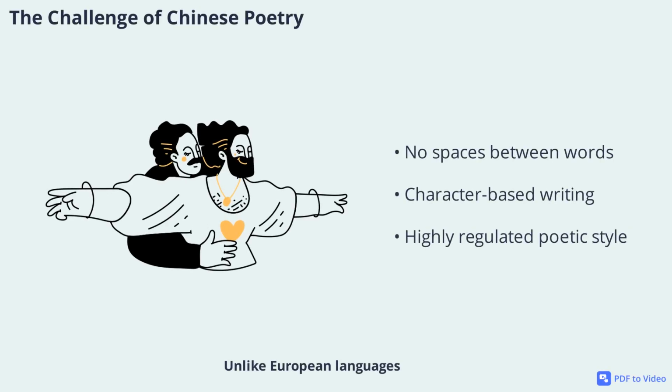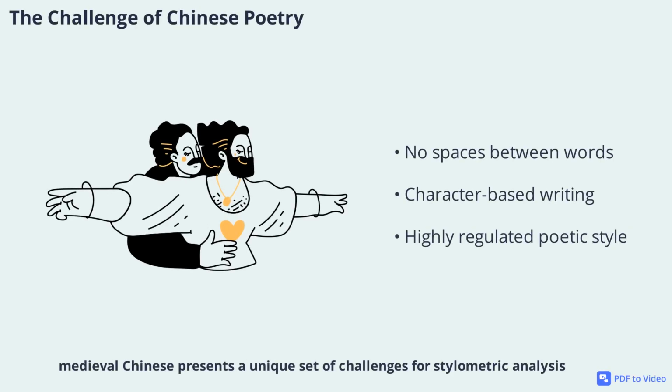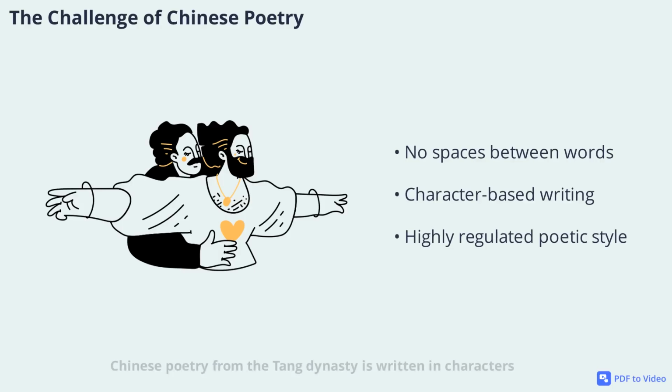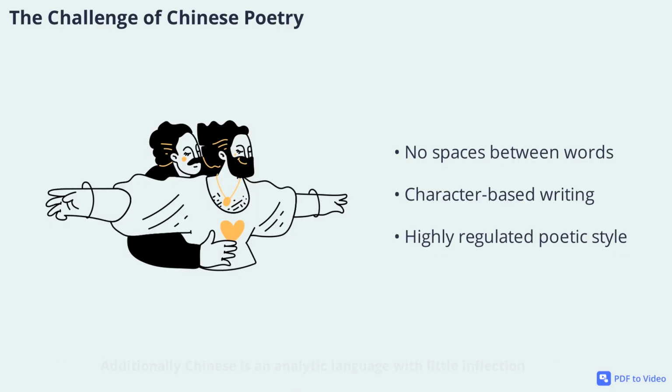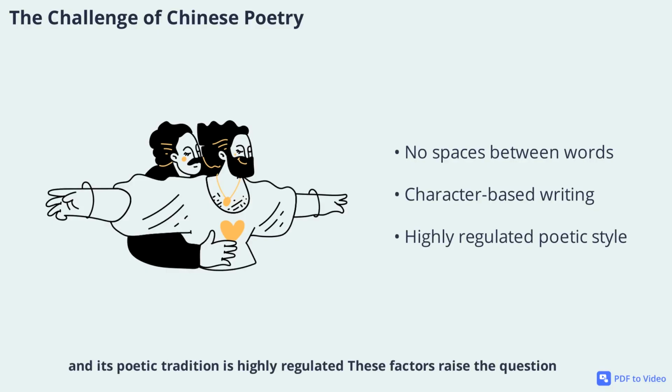Like European languages, medieval Chinese presents a unique set of challenges for stylometric analysis. Chinese poetry from the Tang dynasty is written in characters, not alphabetic letters, and lacks spaces to separate words. This makes tokenization, a key step in most text analysis, much more complex. Additionally, Chinese is an analytic language with little inflection, and its poetic tradition is highly regulated.